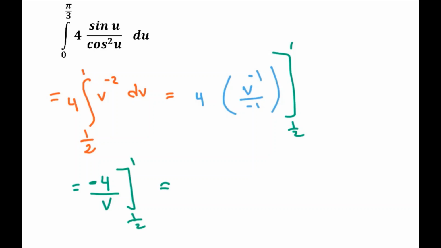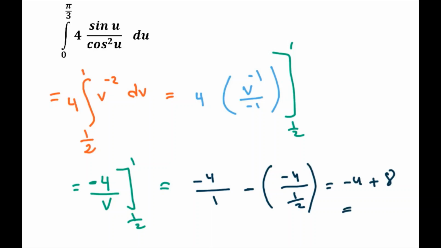Now we are going to substitute v by 1 and 1/2, so negative 4 over 1 minus negative 4 over 1/2, and that's going to be equal to negative 4 plus 8, and that's going to be equal to 4. So that's, guys, everything about today's lesson.